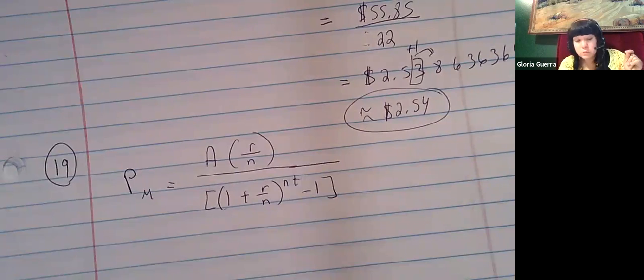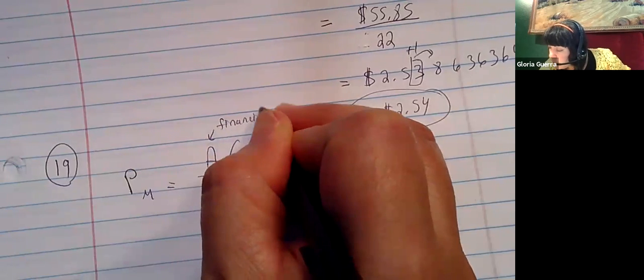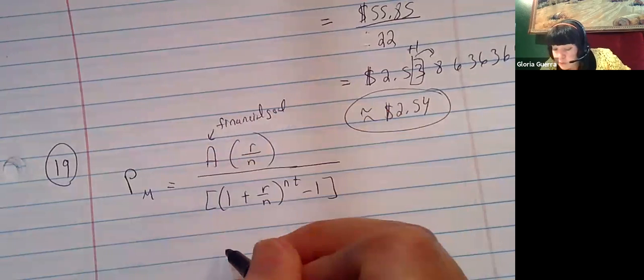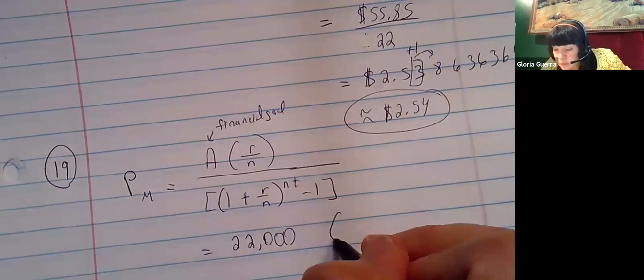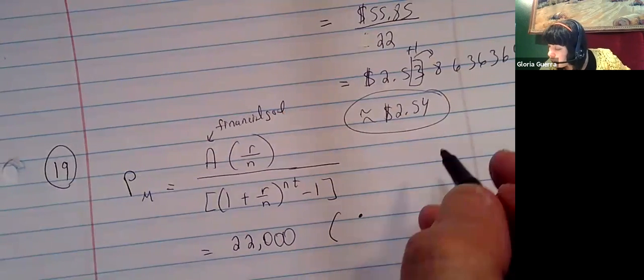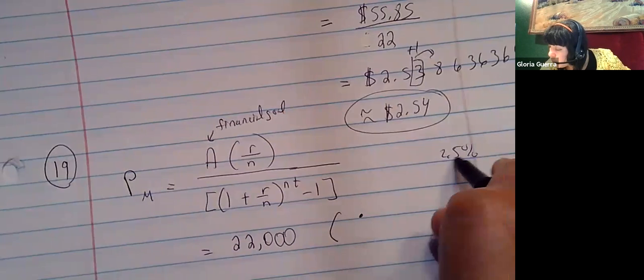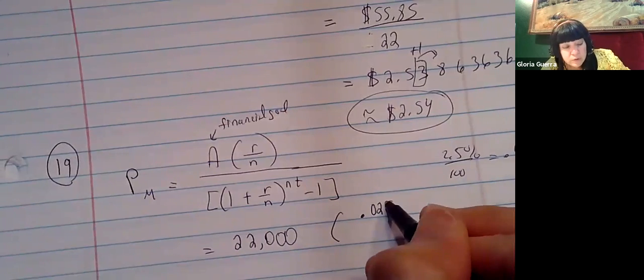All right, so your A is going to be that financial goal of 22,000. So this A is your financial goal, and you want to have 22,000 in the account. The rate was 2.5, so 2.5 divided by 100, you move your decimal over twice. So that should be 0.025.